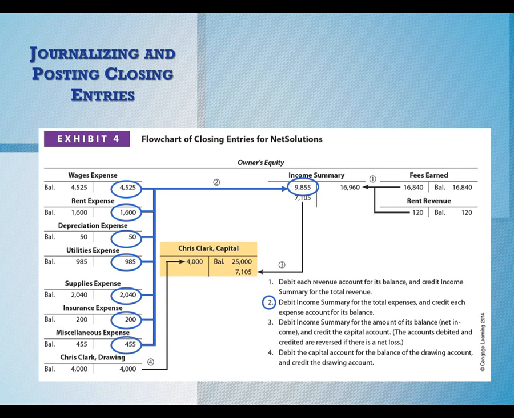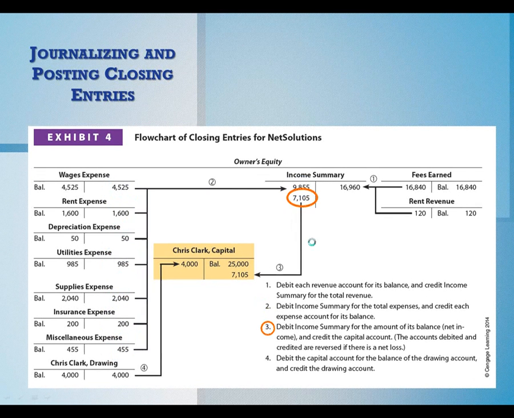And when you think about that, revenues minus expenses really give you net income. So if you take $16,960, which is what the credit balance is, minus 9,855, you get 7,105, which is the number that they're getting right here. Okay, that's the second thing. 7,105 is the difference between the income summary debit and the income summary credit.